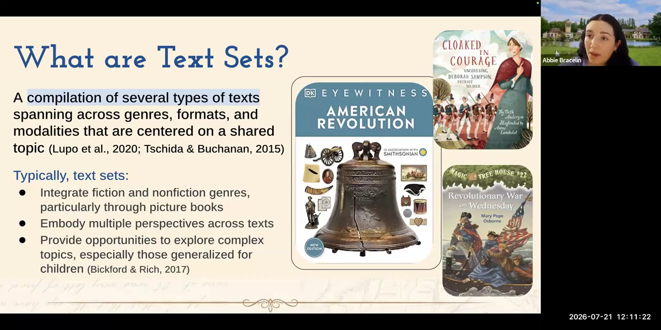So, for those who maybe aren't familiar or would like a refresher, a text set is a compilation of different types of texts. They span across different genres, different formats, and different modalities. What I mean by modalities is that they can be represented not only in written books, like a picture book or a chapter book, but also in the form of illustrations and images. They can also be videos.